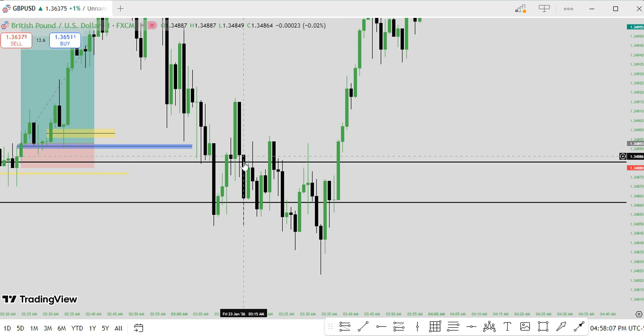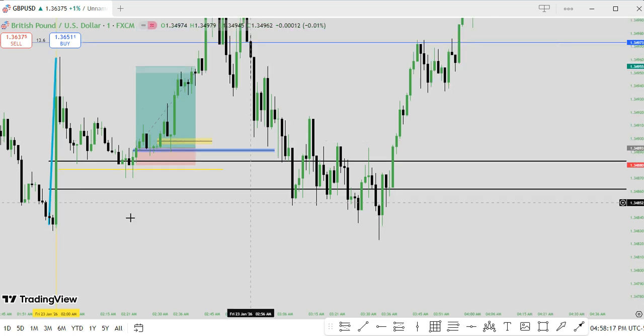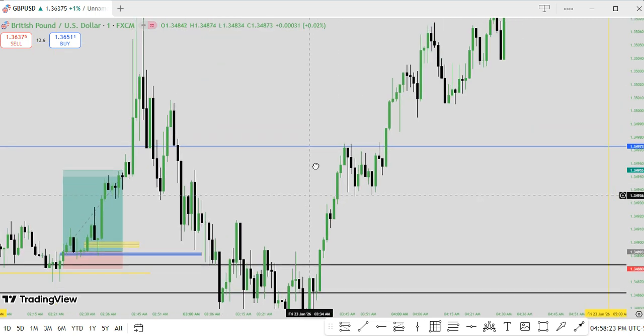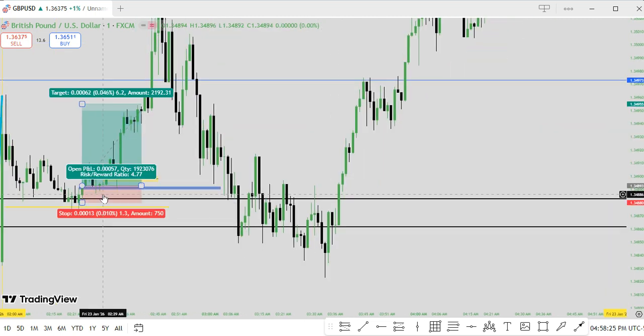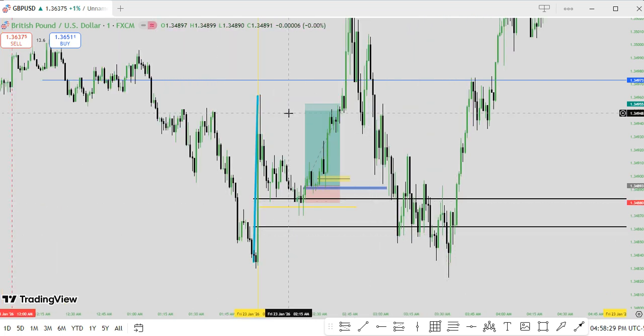Why? Because it still comes back to discount. It still comes back to discount to do what? To show you that they have finished their work. This low is not supposed to be taken out. Sorry, I'm sorry if I made a mistake.